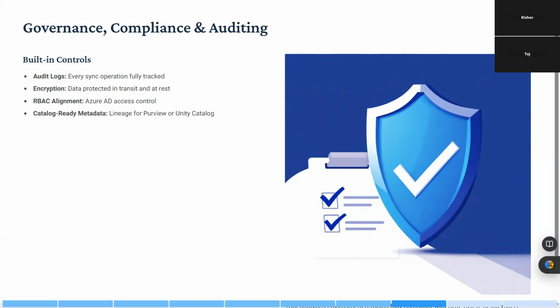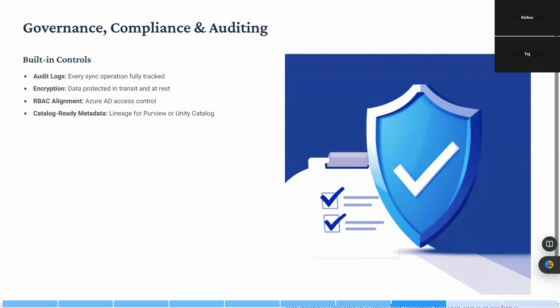And also, data is protected both in transit and at rest. So this will definitely ensure that your sensitive information remains secure throughout the pipeline. So that's the encryption guarantee here for the data. That is the most important. And also, access is controlled through Azure AD or equivalent identity management systems, so only authorized users can view or modify the data. That way we have RBAC alignment.